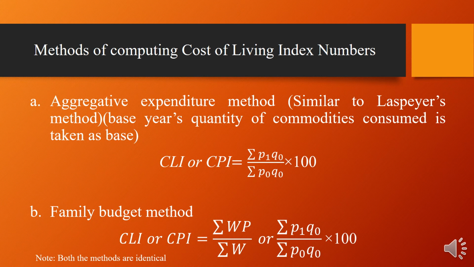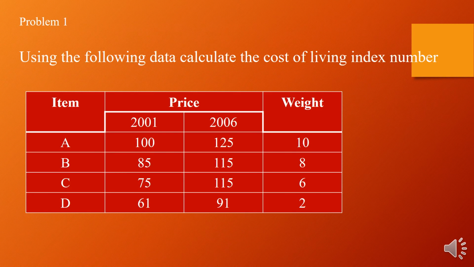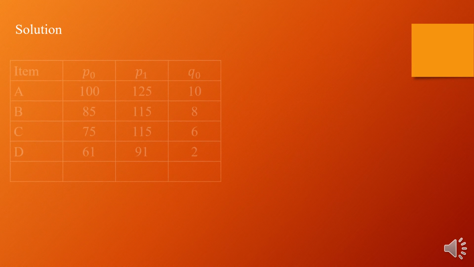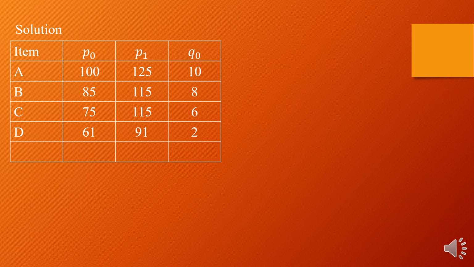When there is a question on computation of cost of living index numbers, you can apply any method, since under both the methods the formulas are the same. But if the grouped weight is given, then this formula has to be used: summation WP divided by summation W. This weight is to be taken as the base quantity. Here P0 is 100, 85, 75, 61 and P1 is 125, 150, 115 and 91, the current year's price, and P0 means base year price and Q0 means base quantity.